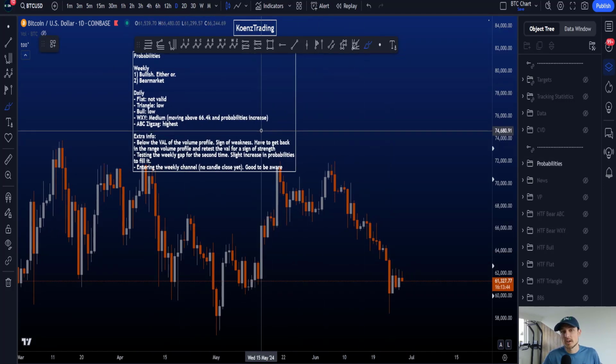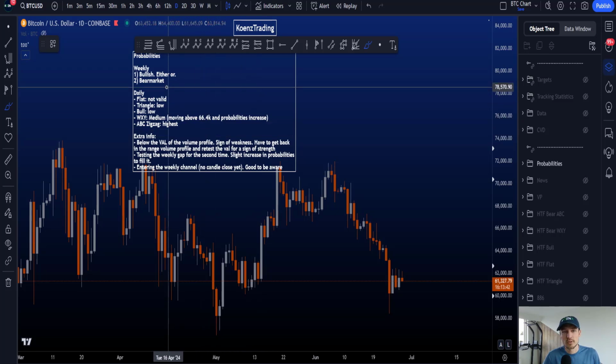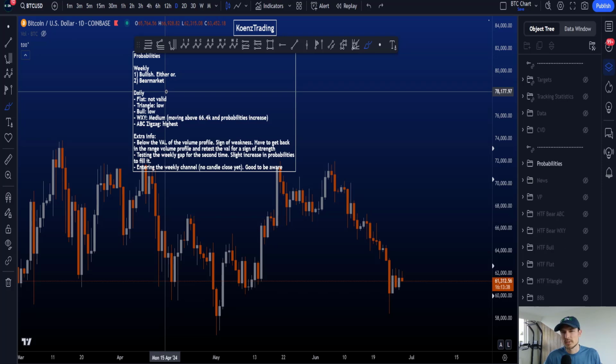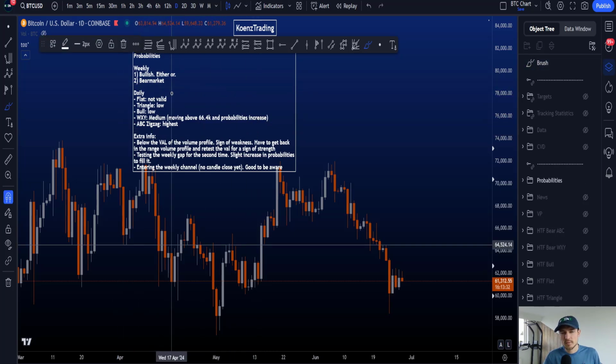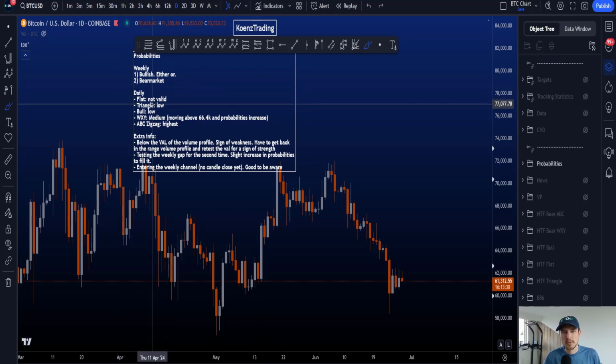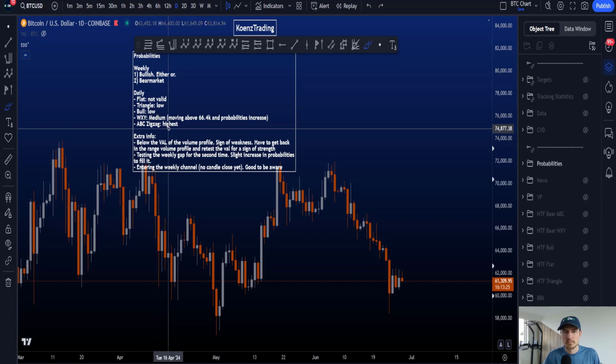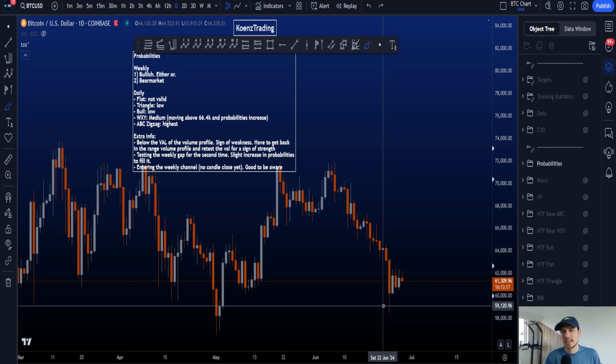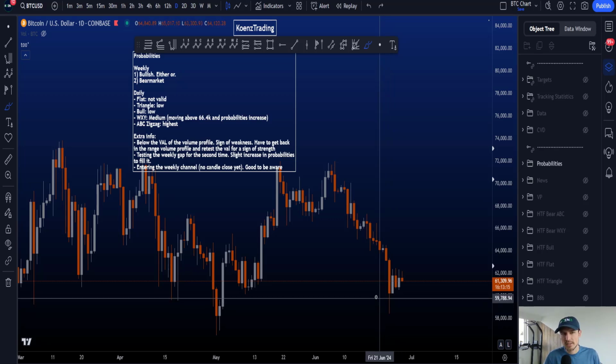frame, the probabilities are higher for the bullish scenario shown, either or. We don't really yet talk about a bear market, because for that to happen, we need significant moves towards the downside. And on the daily time frame, I covered many different scenarios, and here are the probabilities. The flat is not valid, triangle low, bullish scenario low, WXY is medium, moving above 66.4k before taking out the low increases the probabilities for the WXY, and currently the ABC zigzag is the highest probability move.